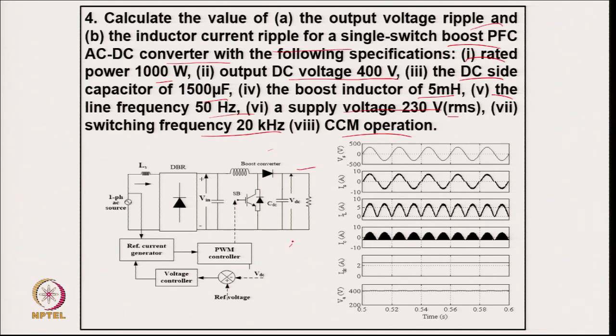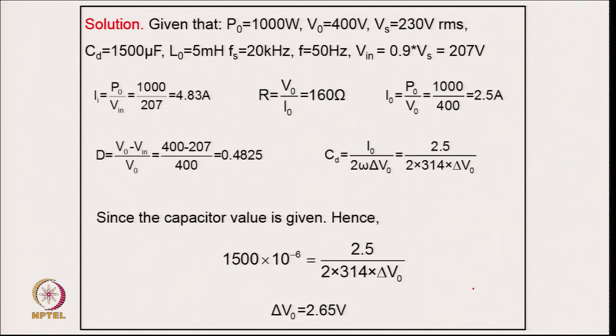So, values are given. This is the boost converter with control, and this is typically the model after putting in the values: input voltage, input current, inductor current, capacitor current and the load current, DC load current, DC voltage. So, typically we get all these designs, and all the values are given in the specification.